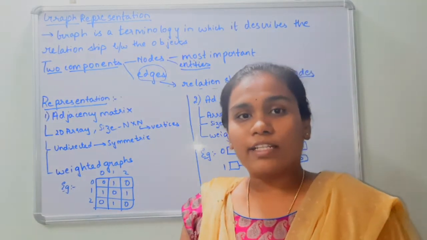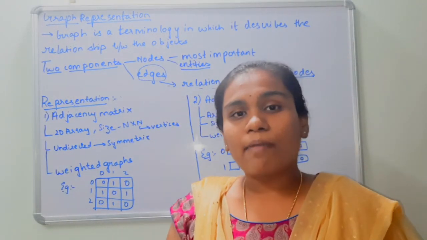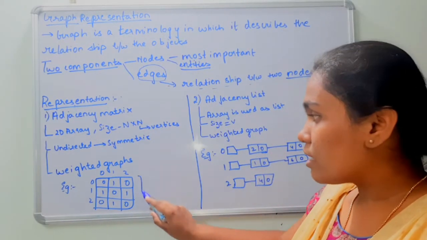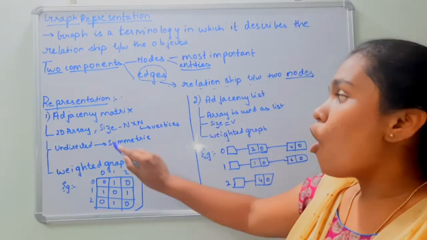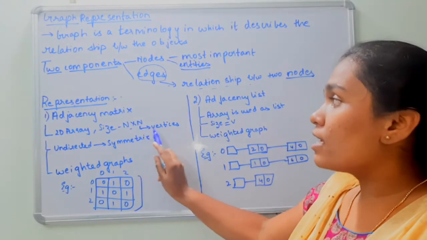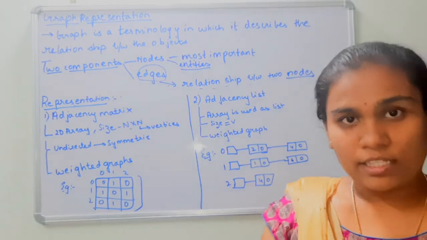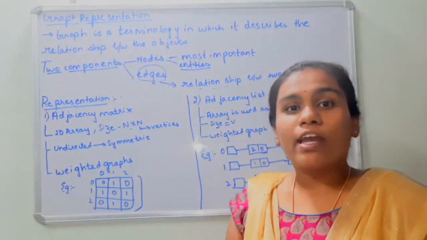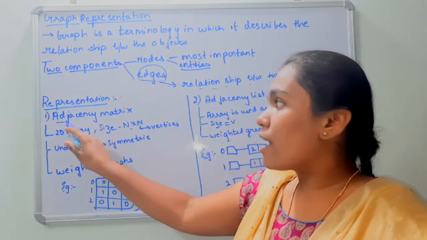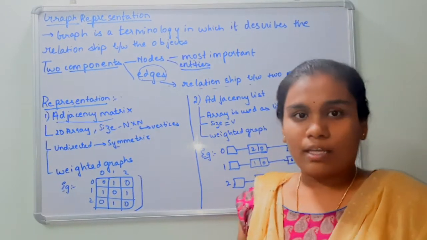What is meant by the adjacency matrix? Adjacency matrix is represented in a 2D array of size n cross n. What is meant by the n? N is the number of vertices. Second point, if we take an undirected graph, this adjacency matrix will always be symmetric.